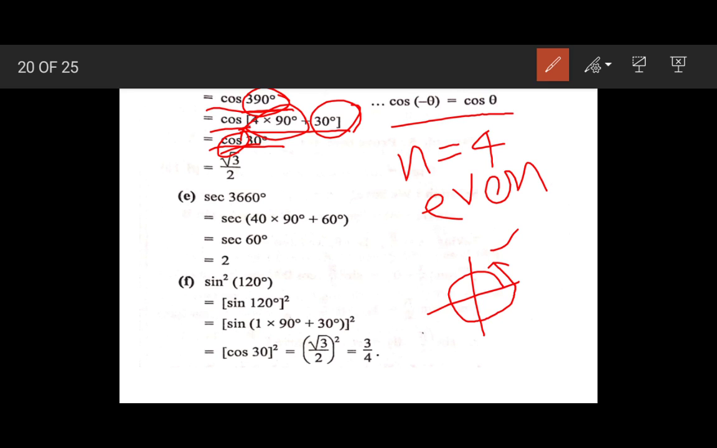Now the value of cos 30 degree. Cos 30 degree is root 3 upon 2. Hence cos minus 390 degree is root 3 upon 2. Let us see one more example.